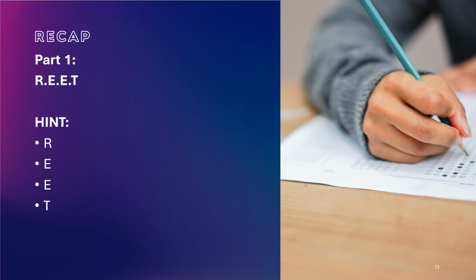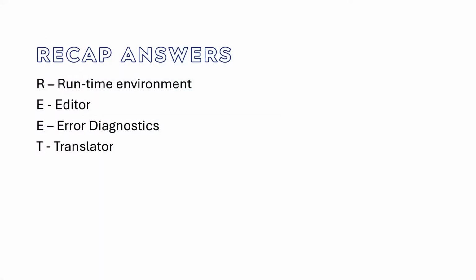And here we go, let's have a look at the answers. So, Runtime Environment is the first feature of an IDE. Then we've got editors, error diagnostics, translators. Remember, you need to know these 4 features and also how they support and help a coder or programmer to do their job.